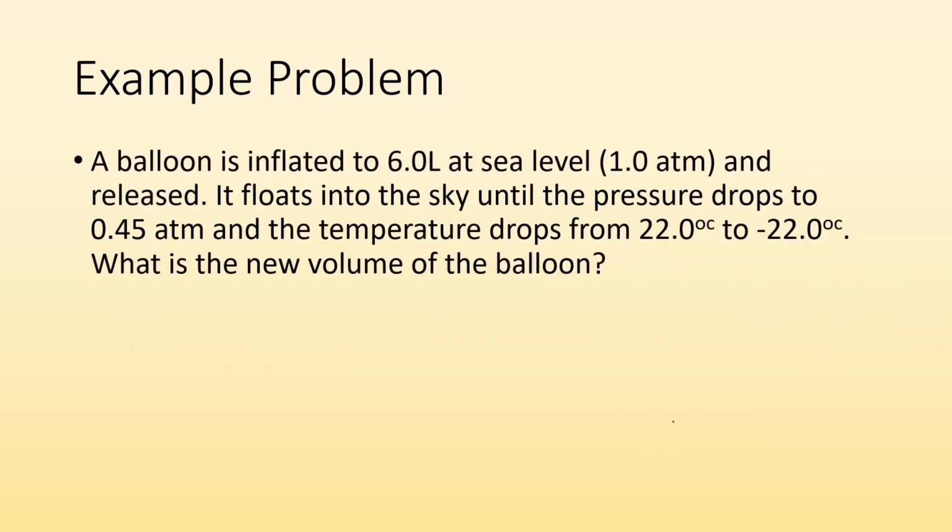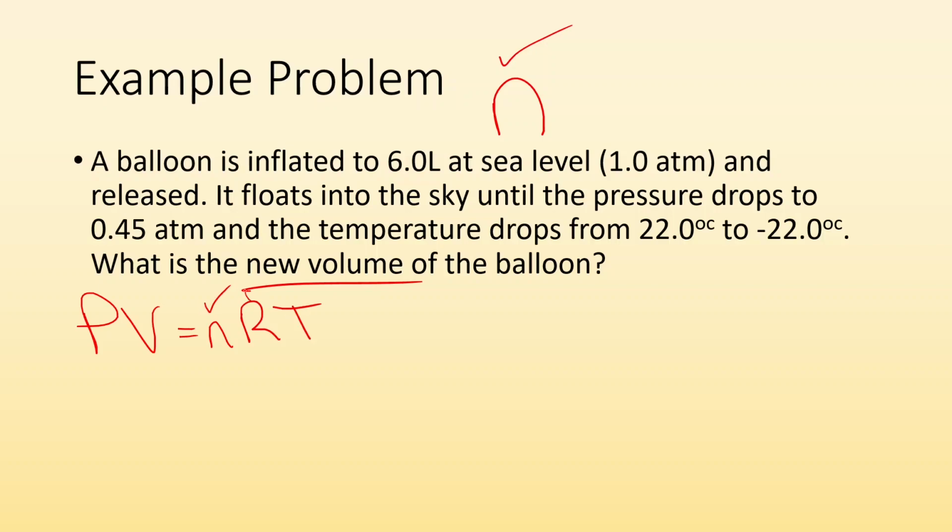Another example problem. A balloon is inflated to 6 liters at sea level, which is 1 atmosphere, and released. It floats into the sky until the pressure drops to 0.45 atmospheres, and the temperature drops from 22 Celsius to negative 22 Celsius. What is the new volume of the balloon? All right, so a couple of things to consider here. The number of moles of gas is constant here.